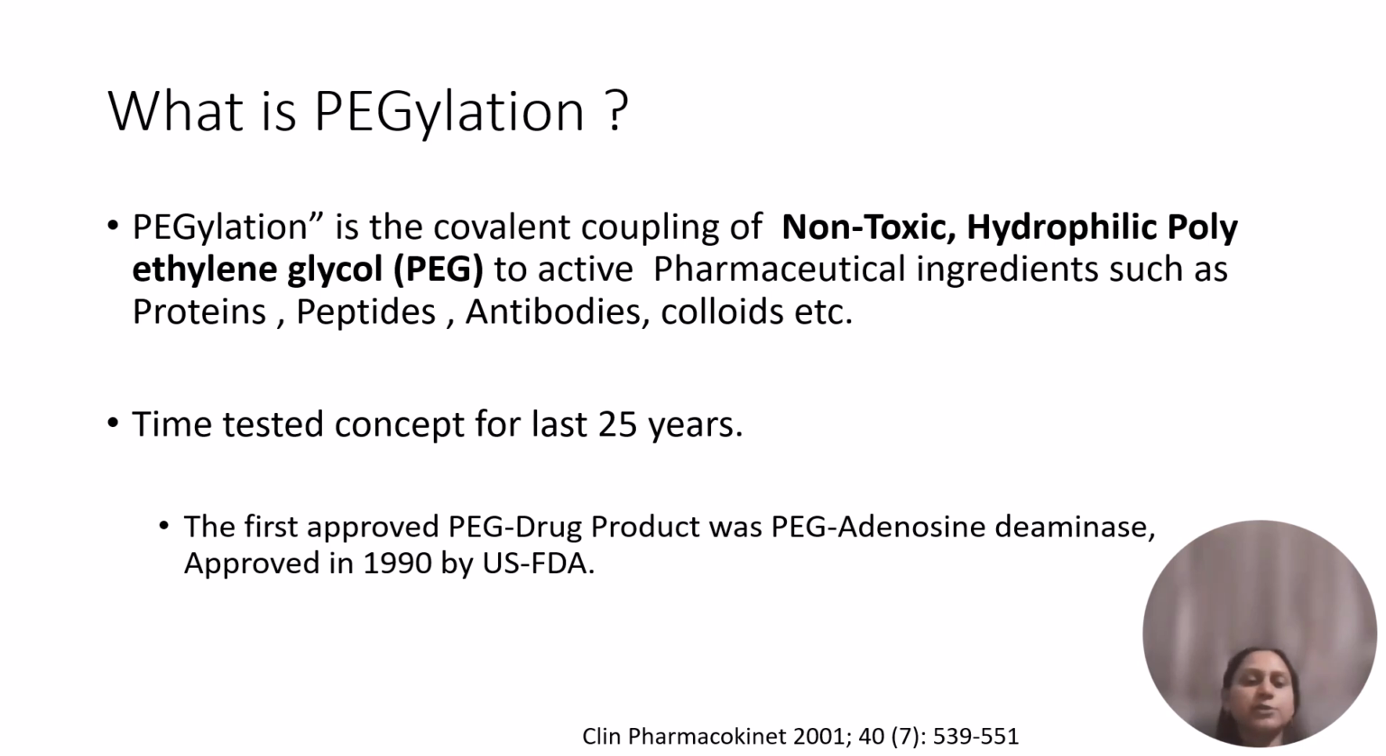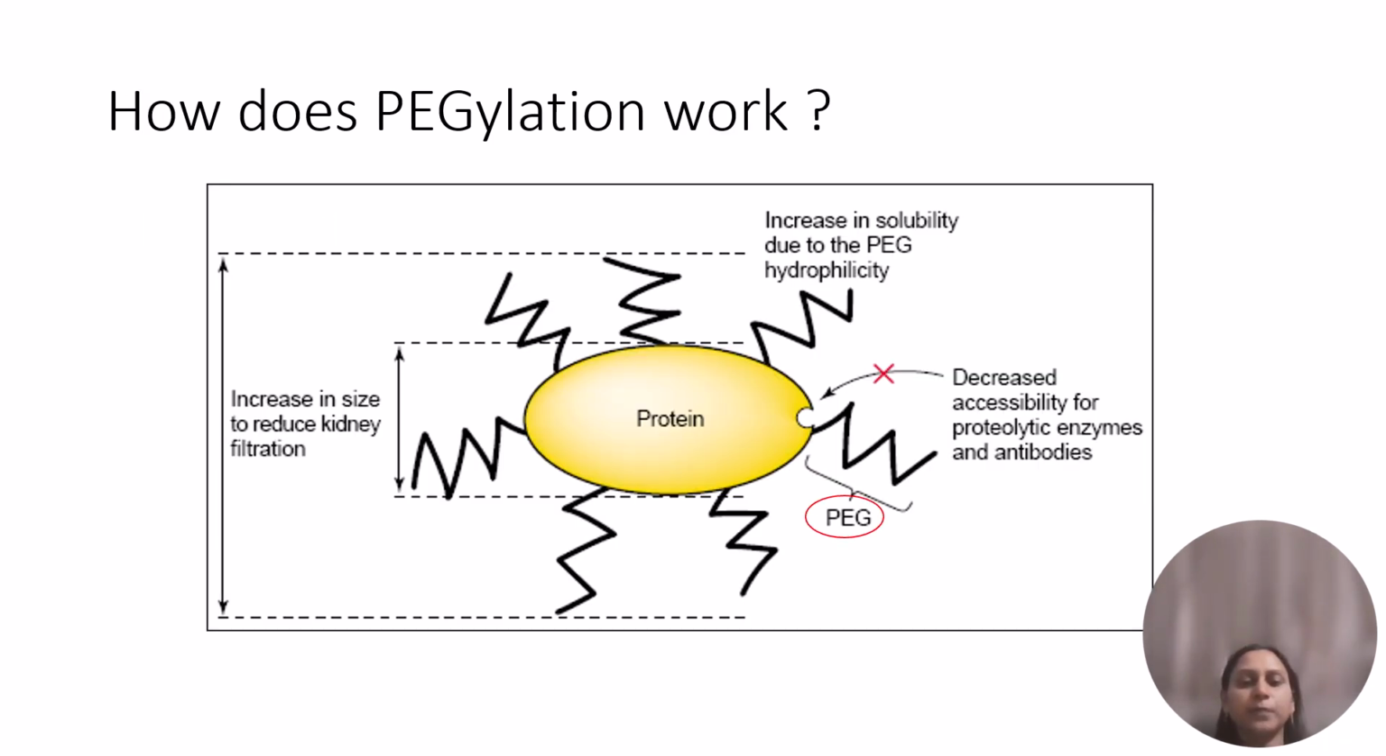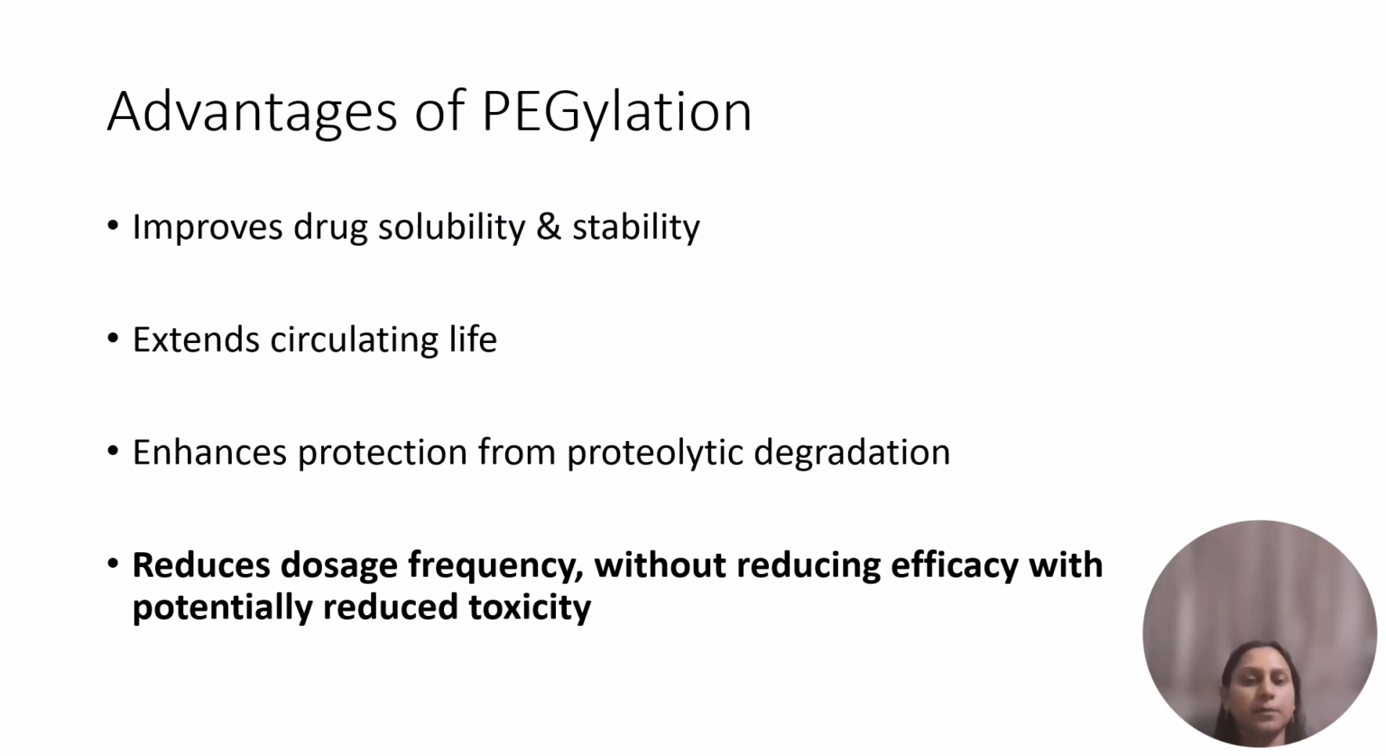Now, what is pegylation? Pegylation is the covalent coupling of non-toxic hydrophilic polyethylene glycol to active pharmaceutical ingredients such as proteins, peptides, antibodies, colloids, etc. And this is a time-tested concept. How does it work? It increases the size to reduce kidney filtration. It increases the solubility because the PEG is hydrophilic, and it also decreases the accessibility for proteolytic enzymes and antibodies. So, pegylation improves drug solubility and stability. It extends circulating life, enhances protection from proteolytic degradation, and reduces dosage frequency without reducing efficacy, with potentially reduced toxicity.